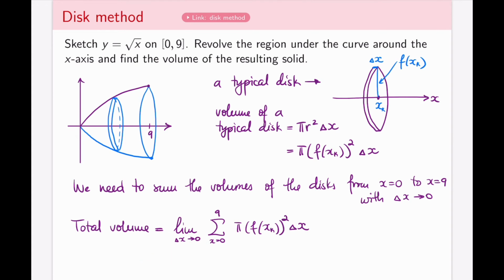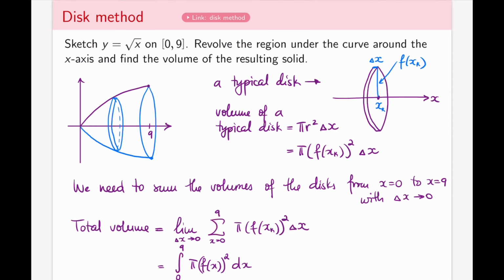So this is nothing else but an integral from 0 to 9 of whatever happened to be inside my summation, where xk's simply become x's and delta x simply becomes my dx. So in this case, all I'm going to have then is pi f of x all squared times dx. Notice that xk's simply became x's because the summation became an integral, and delta x became dx because once again, the summation became the integral.